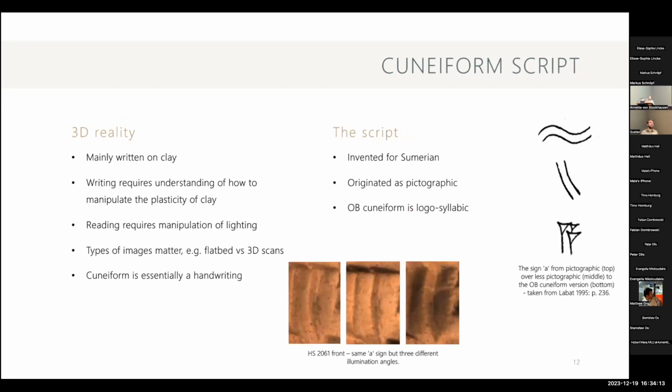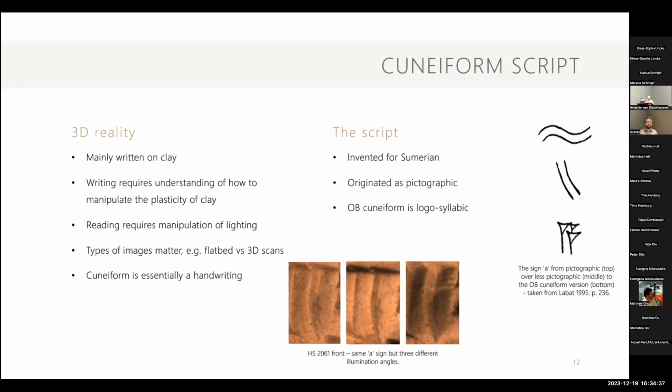The cuneiform script itself is a 3D script. It's mainly written on clay and mainly found on clay tablets in the Old Babylonian period. I guess for the camera, it's around this side. It's written on all sides at some times, sometimes not. But it can be written on all sides, so front, back, top, bottom, and left and right.